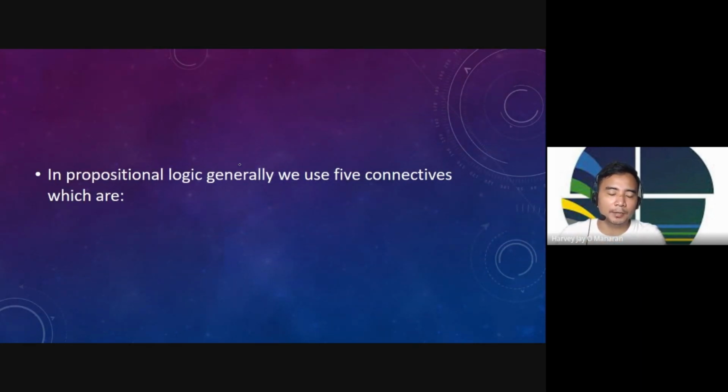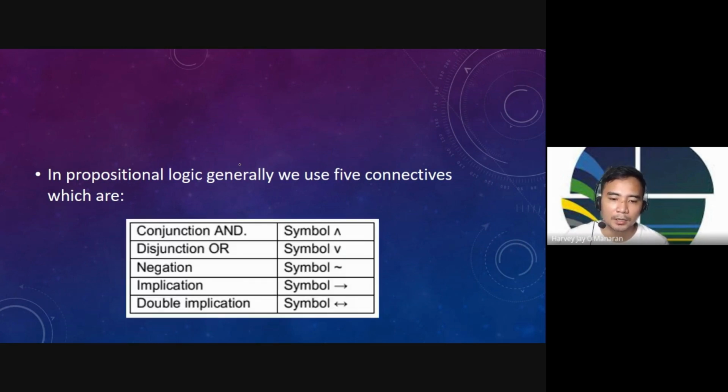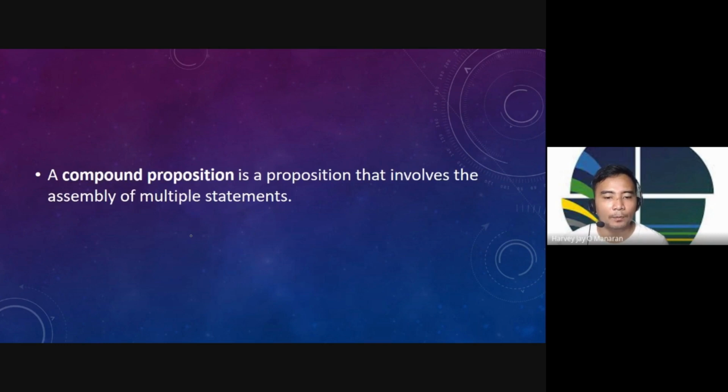So in propositional logic, generally we use 5 connectives: the conjunction, and the symbol is ∧; the disjunction, or, ∨; negation, the symbol is ¬; implication, arrow; and double implication, double arrow. But in this lesson, we'll be focusing on the first three: the conjunction and, the disjunction or, and the negation. Okay, let's proceed with the compound proposition.